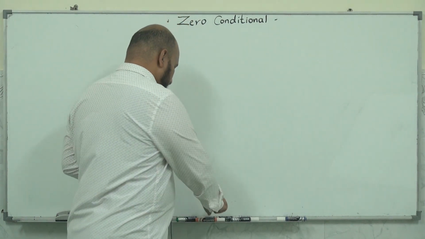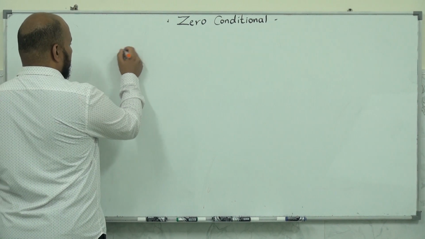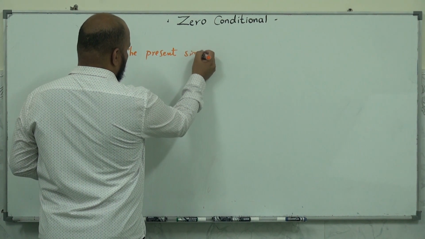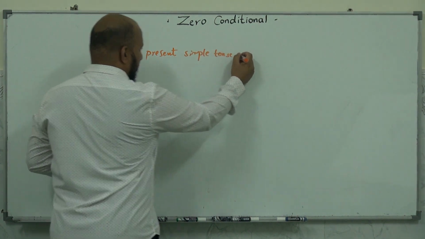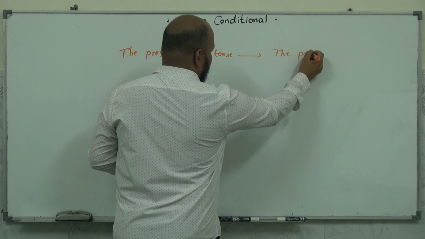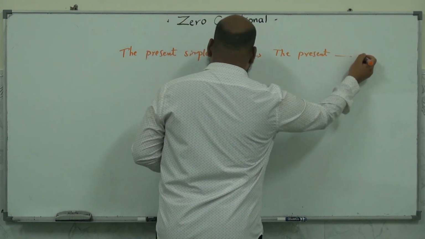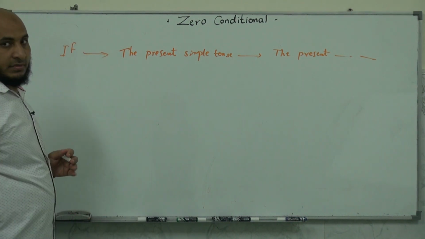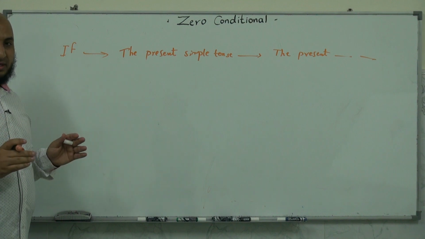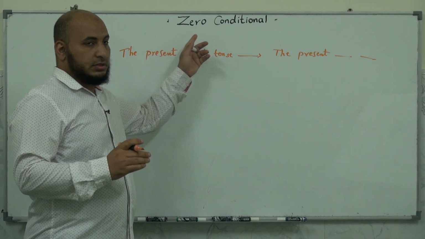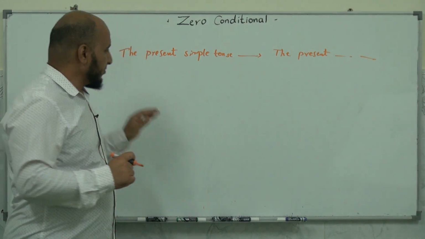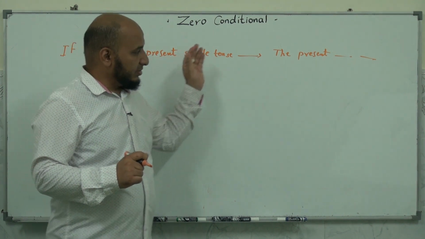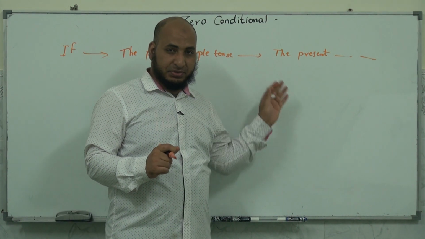Okay? The present simple tense. Okay? This is the form of the zero conditional of if. Okay? If plus the first sentence in the present simple tense, and the second sentence is in the present simple tense.